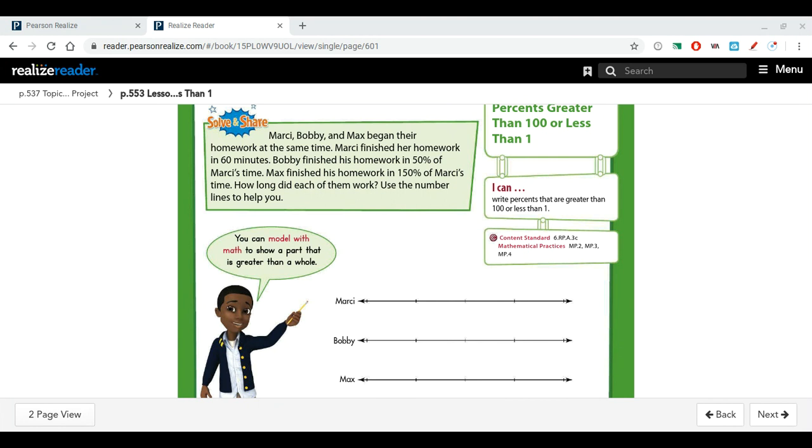is Marcy, Bobby, and Max began their homework at the same time. Marcy finished her homework in 60 minutes. Bobby finishes homework in 50% of Marcy's time, and Max finishes homework in 150% of Marcy's time. How long did each of them work? Use the number lines to help you.